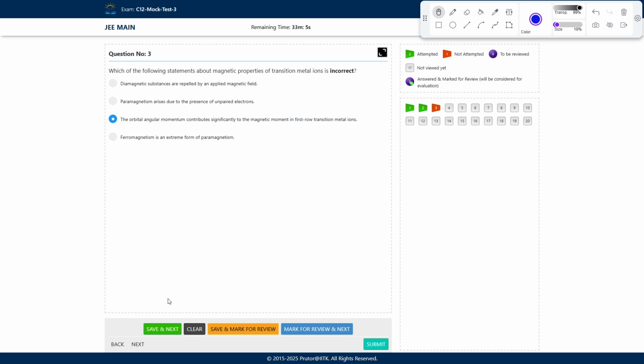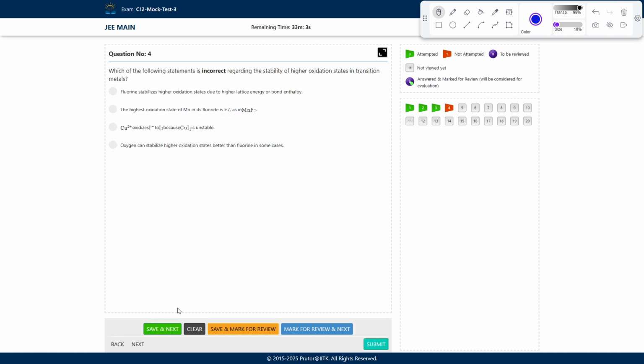Let's move to our next question. This question is saying, which of the following statements is incorrect regarding the stability of higher oxidation states in the transition metals. So you have been given 4 statements regarding the stability of higher oxidation states in the transition metals. You have to tell the incorrect statement.